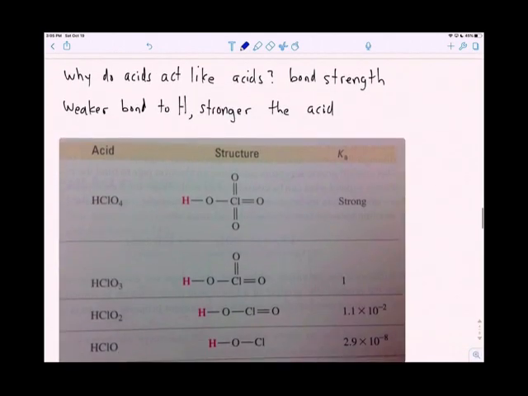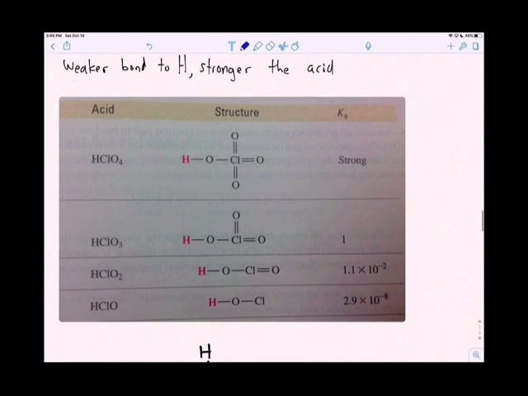All right, now let's start talking about conceptual stuff. So why do acids act like acids, if you ever wondered that? Generally speaking, the weaker the bond to the hydrogen, the stronger the acid. If you look here, you have a bunch of acids. At the bottom, there's perchloric, then chlorous, and then hypochlorous. So at the bottom, it's hypochlorous acid. It has the fewest oxygens. That has the lowest value of Ka.